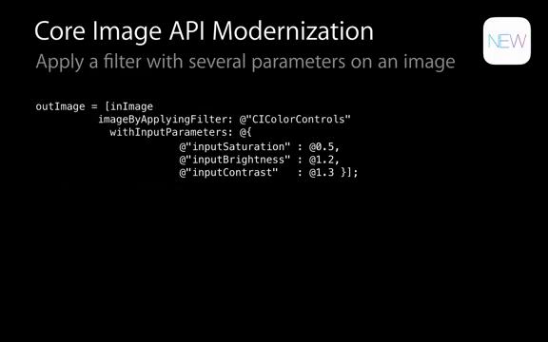There's an even slightly simpler case, which is very commonly usable, where one of your inputs is an input image and you just want to get the output of a filter. So this means you can apply a filter to an image with a set of parameters without even creating a filter object.